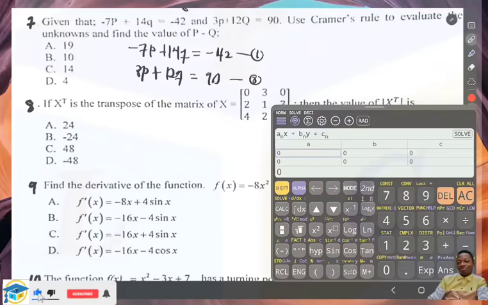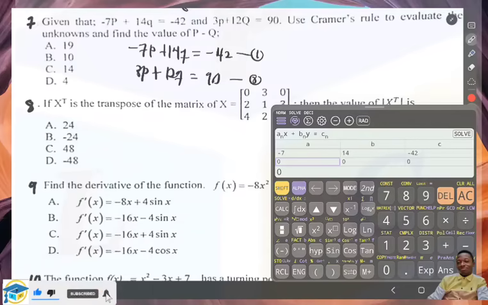So here, since you have p and q, the p part will represent the x, right? And the q part will represent the y. The p part will represent the x, and the q part will represent y. So when we get x, that is for p. When we get y, that is for q. Is that okay? So here we have -7, the first equation. Then we have 14 here. And then we have for the c part to be -42.